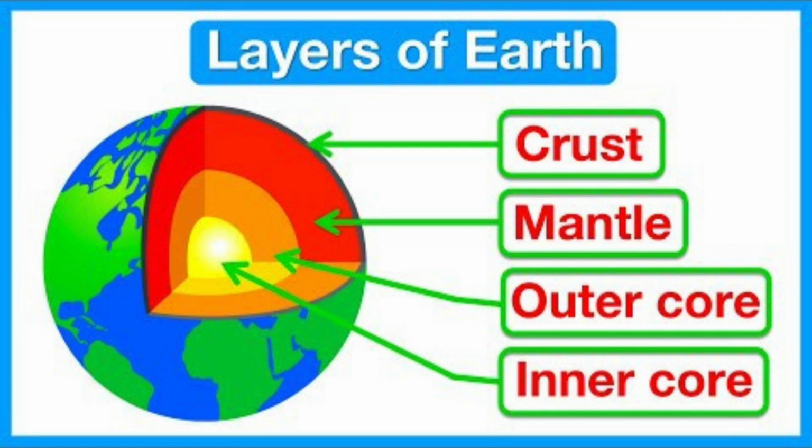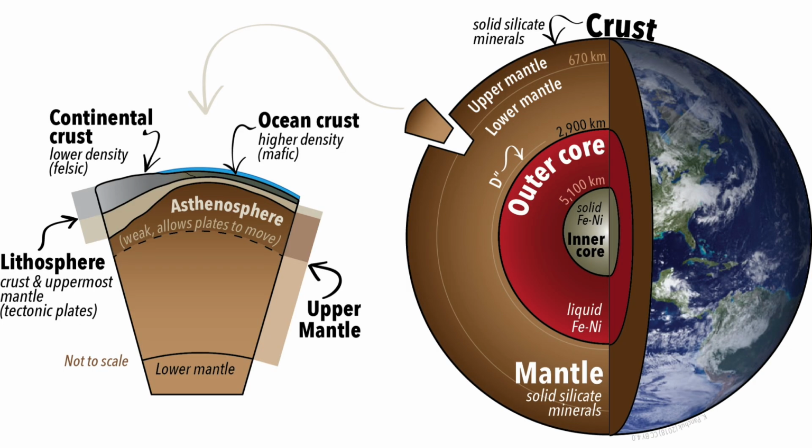So, kids, there are 4 layers of the Earth. The first layer is called the crust. The crust has 2 parts. The first part is called upper crust. The second part is lower crust.